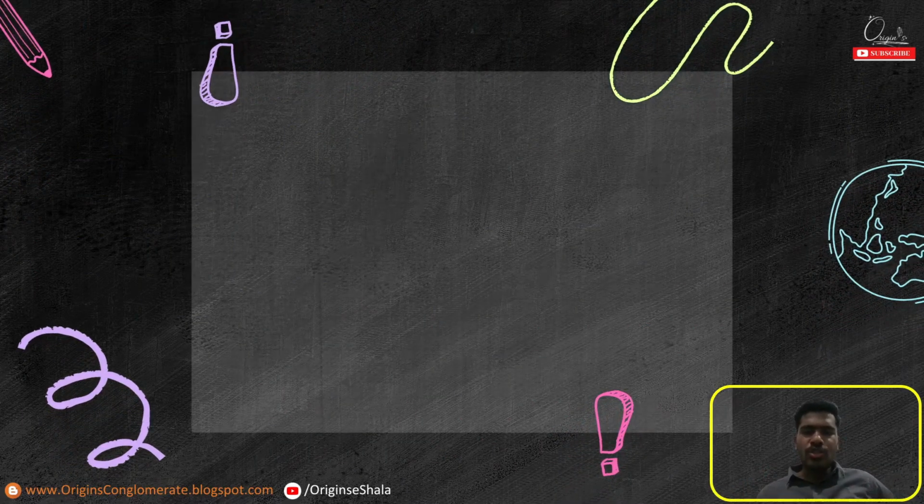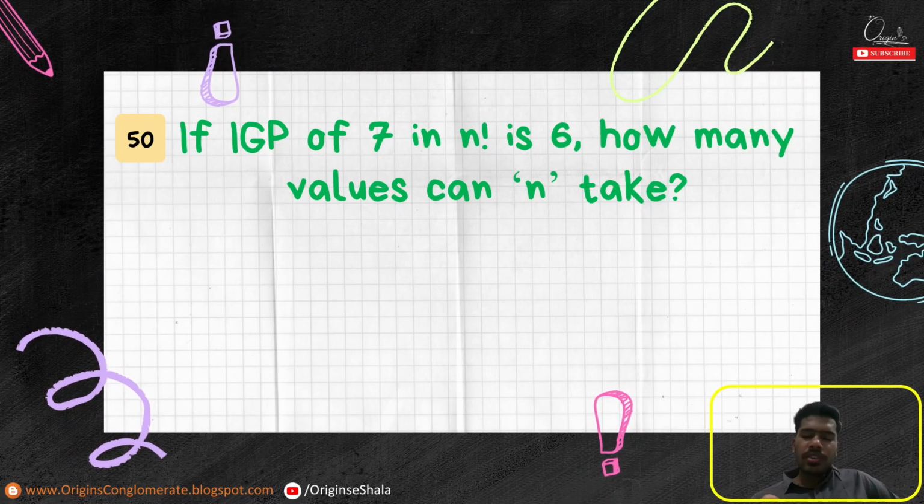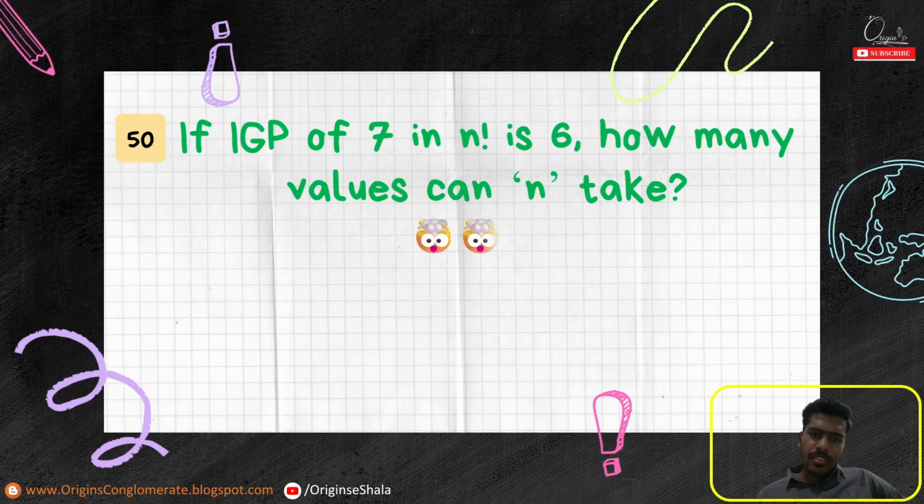Now let's take it up a notch. If IGP of 7 in n factorial is 6, how many possible values can n take? This is a CAT question and it has also come in Z once. So do pay attention to it. And don't worry, though it may sound tricky, it's very simple.